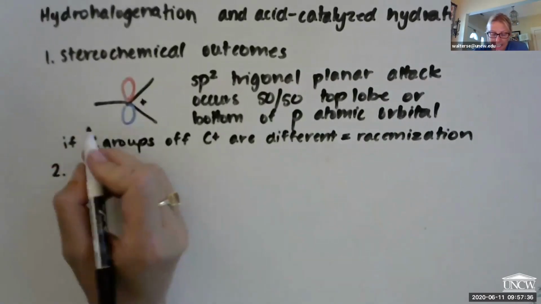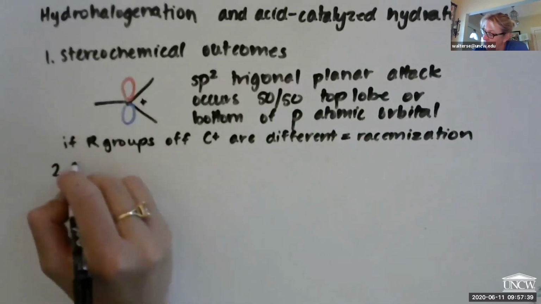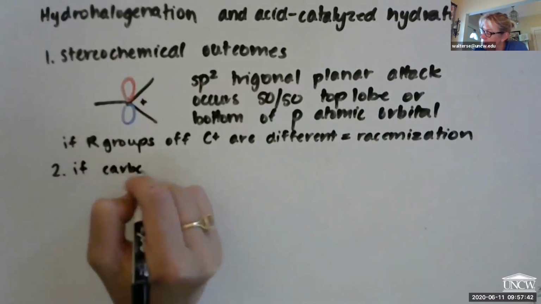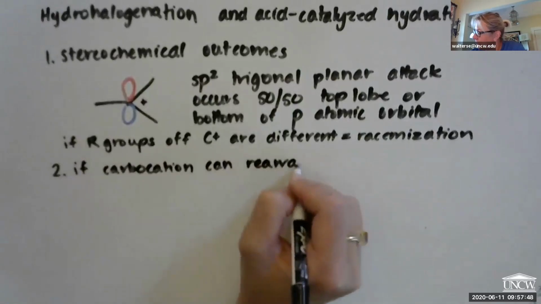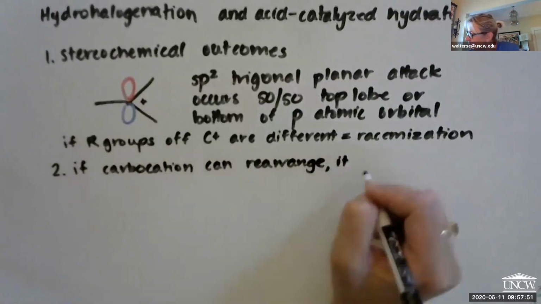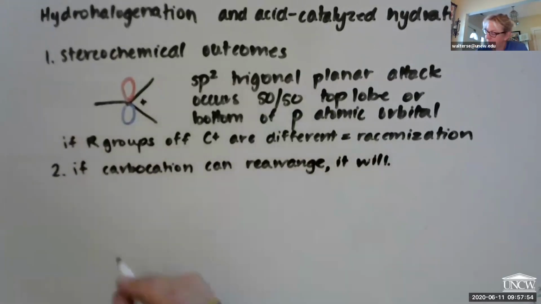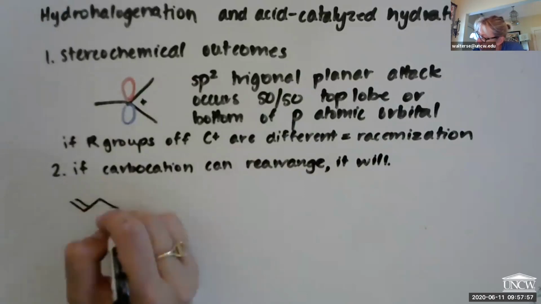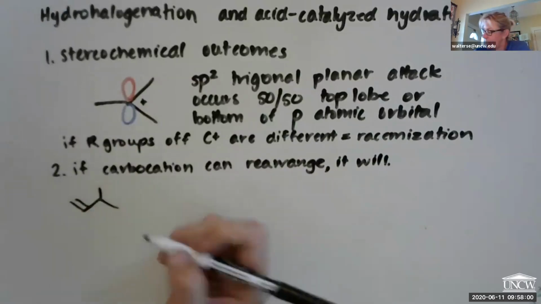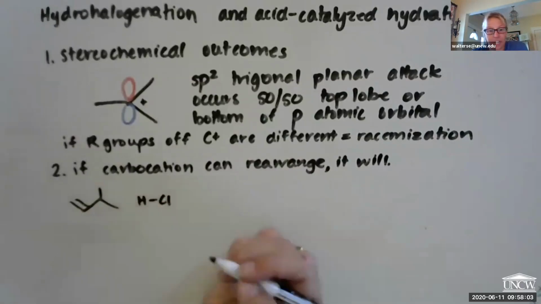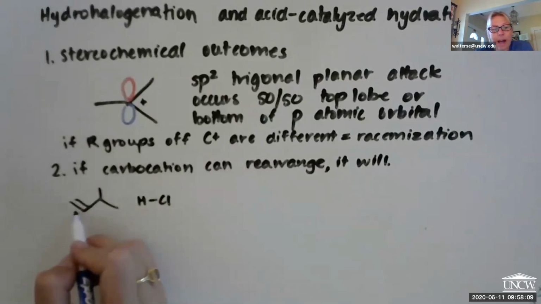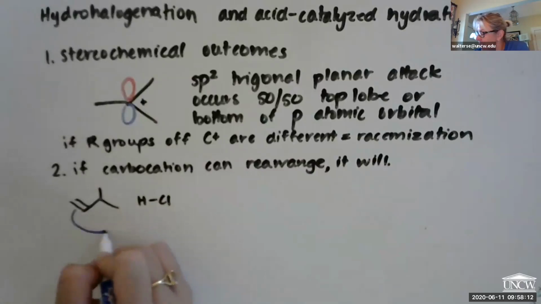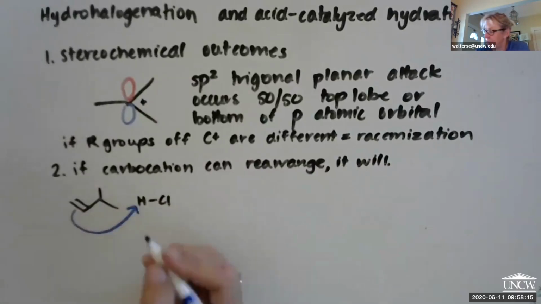The second, again, is with rearrangements. If a carbocation can rearrange, it will. And I'll show you an example of that. So for example, if we take this substrate and we add it to HCl. Okay, so this is a hydrohalogenation reaction. We're going to use the pi electrons to make a sigma bond to the hydrogen and release chloride.